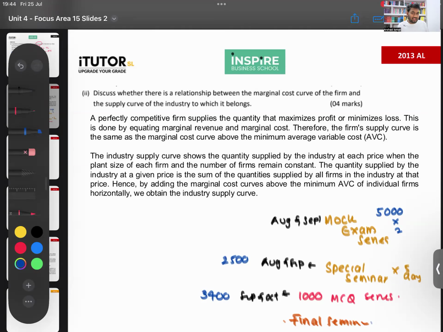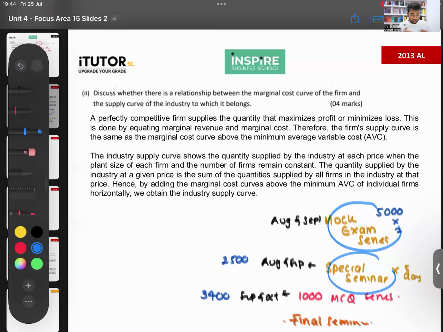Final seminar, I haven't finalized the fee yet. It will be there. So registrations for any of this are not yet open. Once I open registrations, I will let you know. Initially, I will open registrations for the mock exam series and for this special seminar series. Yes, these are all one-time payments that have to be made.